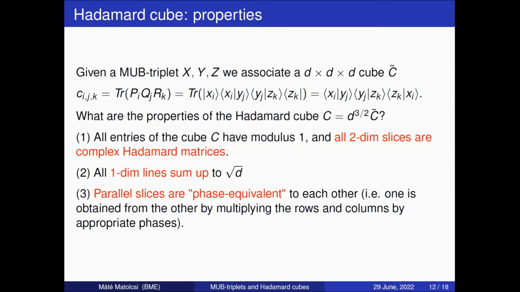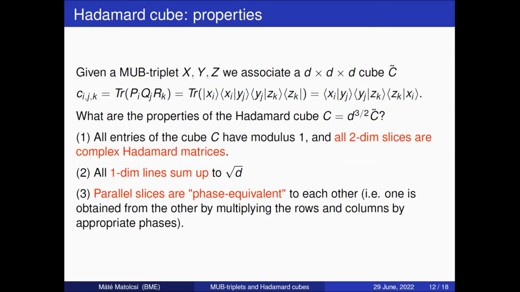So how? We are now building a Hadamard cube from MUB-triplets. So given an MUB-triplet, we associate a cube, a D by D by D cube, which I call C tilde because I will have to renormalize it. So C tilde is given by coefficients at position i, j, k. I'm taking the trace of Pi, Qj, Rk.